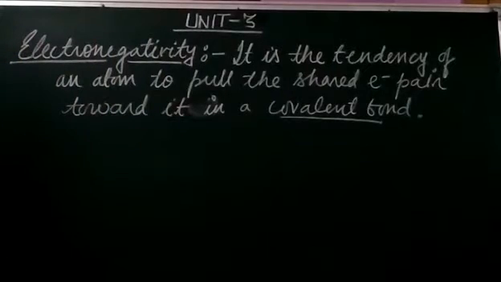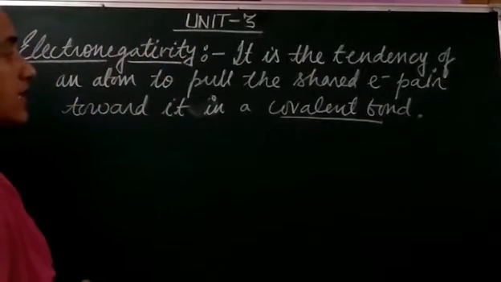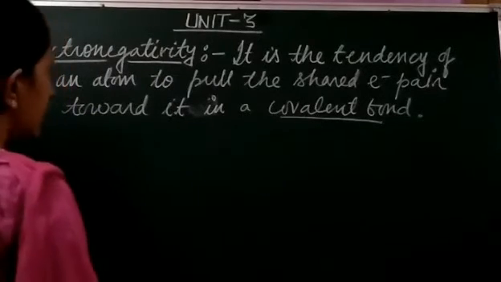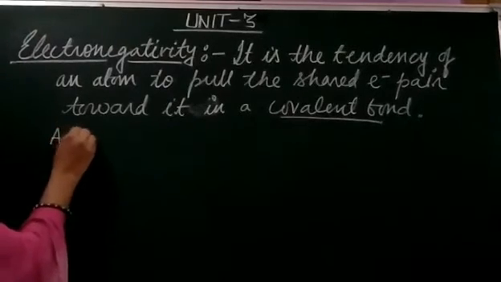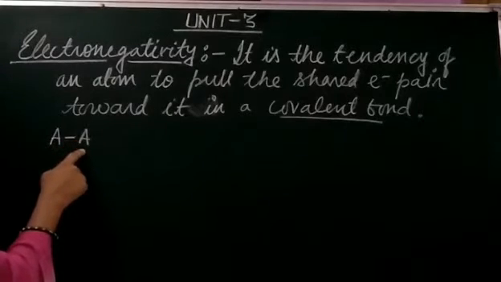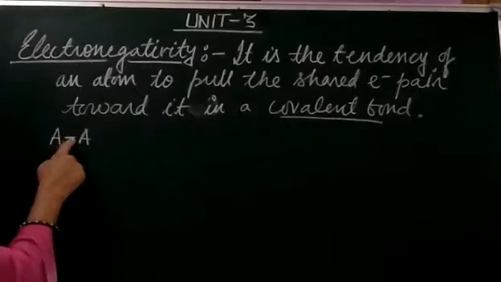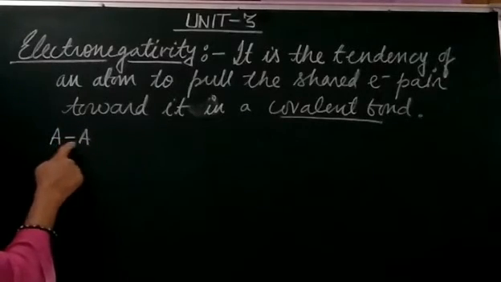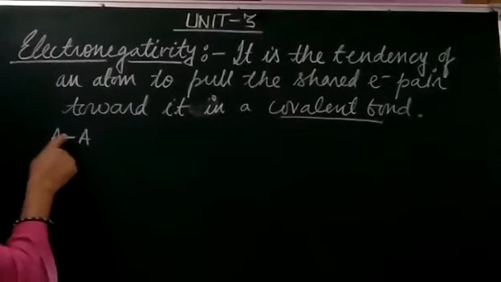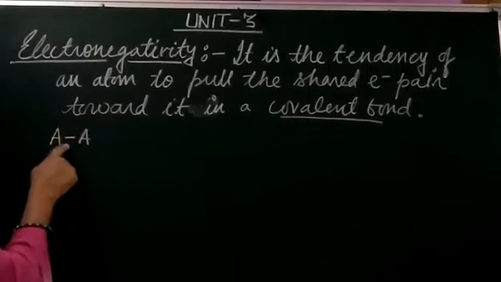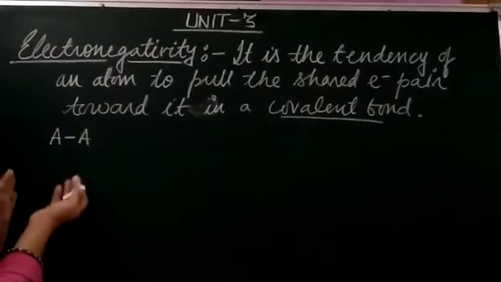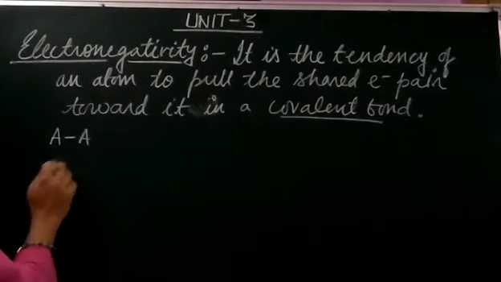Now students, based on your previous knowledge, a covalent bond is the bond formed by the sharing of electrons between two atoms. So if we have A and A, a molecule which consists of two atoms of the same element, the covalent bond is formed between two same type of atoms. In that case, the shared electron pair will not be attracted to only one atom, but it will be shared equally between the two.